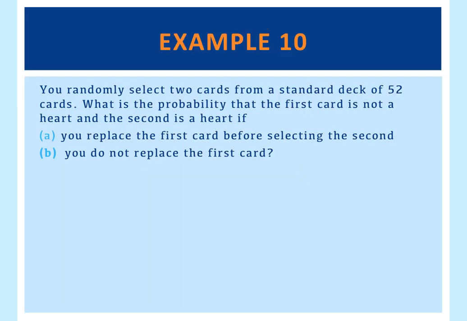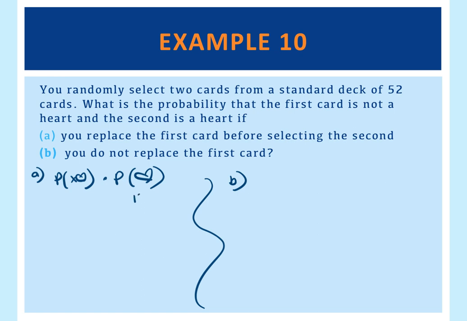Example 10, you randomly select 2 cards from a standard deck of 52 cards. What's the probability that the first card is not a heart and the second is a heart? If you A, replace the card first, B, don't. So A is independent and B is dependent. So if I want a not heart first and I want the second to be the heart, then not a heart would be the other 3 suits. So the heart is 13 out of my 52. And if I take that 52 and subtract it by 13, I get 39 out of 52.